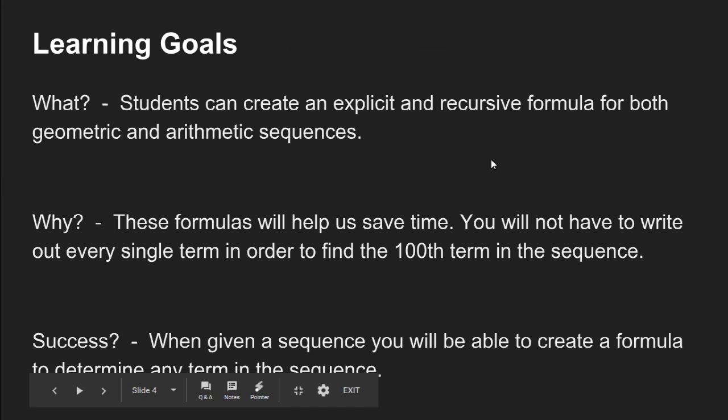All right, well, back to business. Down to our learning goals. What will we be learning today? Students will be able to create an explicit and recursive formula for both geometric and arithmetic sequences. We learned about geometric and arithmetic sequences yesterday, about the difference in those. Today we're going to be writing formulas for each.